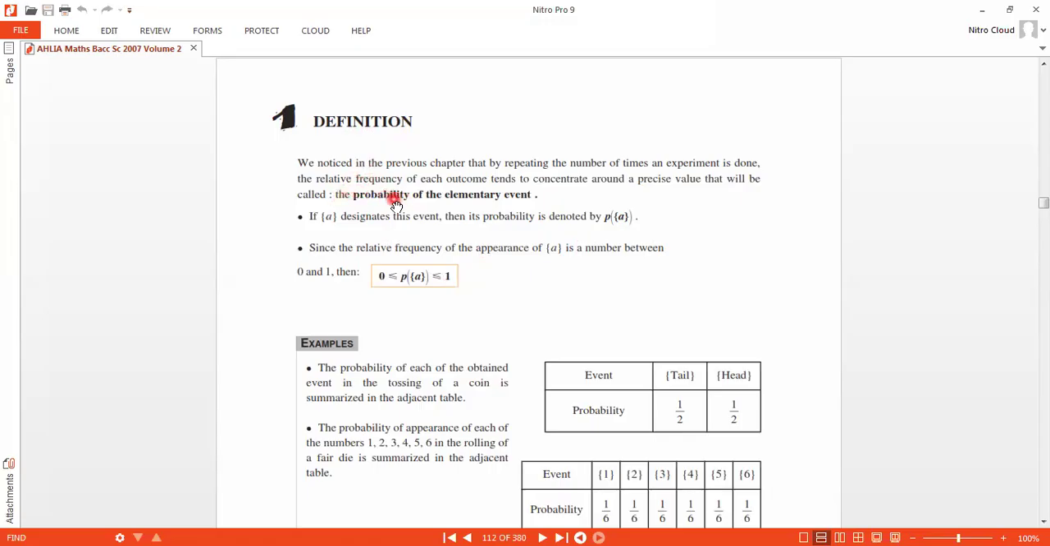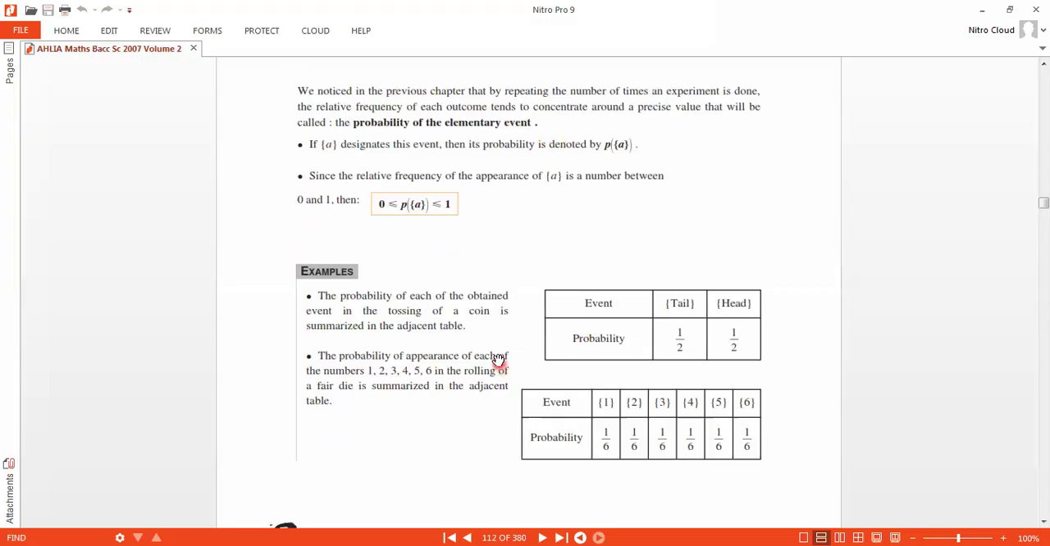And we said that probability is the number of favorable cases over the total cases. And we said that probability is a number between 0 and 1. It cannot be negative and it cannot be more than 1, because we said that the sample space is 100%. So it's 1, it's 1 out of 1. So it could be a maximum value of 1.